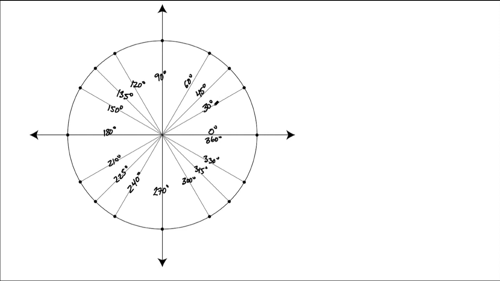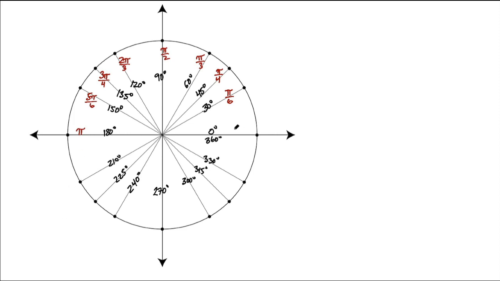So either way you want to do that, I'm just going to go ahead and write what these measurements are in radians. So I've got this first one is pi over 6, then we have pi over 4, and then pi over 3, pi over 2, 2 pi over 3, 3 pi over 4, 5 pi over 6, and pi.